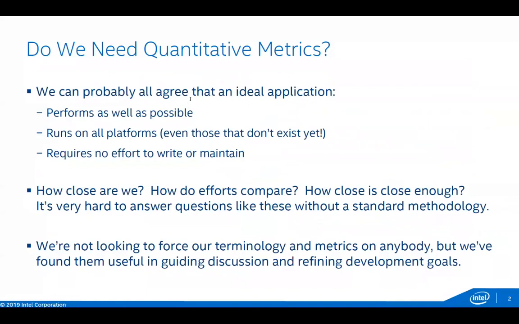So I want to point out that we're not looking to force our terminology or the metrics that we have proposed upon anybody, but we have found them to be quite useful in guiding discussion with developers and refining what we actually mean by performance portability and what tools we need to realize our goals. We consider our work on performance portability to very much be a work in progress. So we welcome all feedback on the metric, and we're looking for collaborators to help us evaluate that metric on new applications and help us develop new tools for measuring things and analyzing the results.